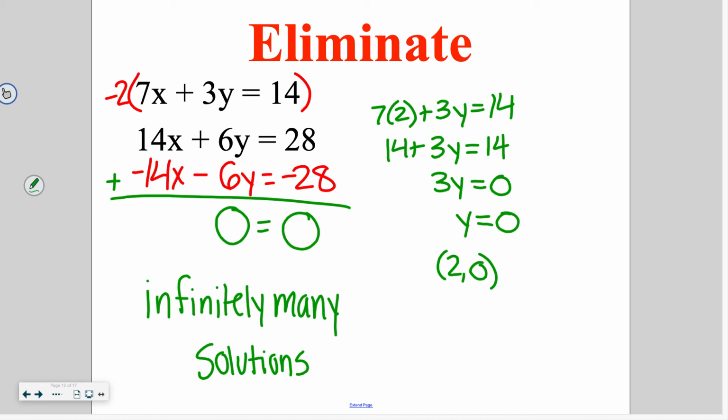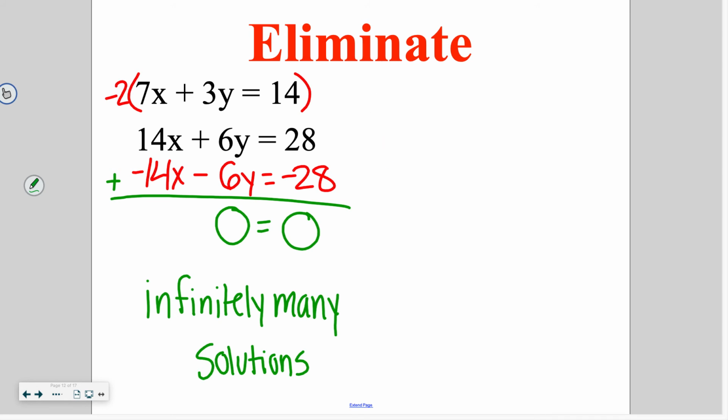If I plug 2, 0 into the second equation and I do 14 times 2 plus 6 times 0, I hope my answer is 28. 14 times 2 is 28 plus 0 is equal to 28. So any possible answer you can get for the first equation also works for the second equation. Again, that's because when we put it on the graph, those two lines would be the exact same lines.